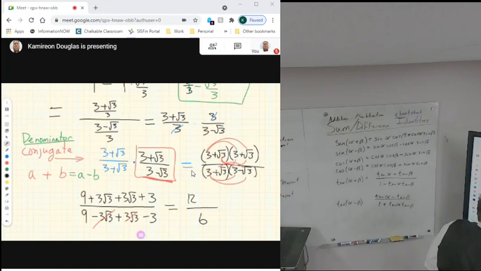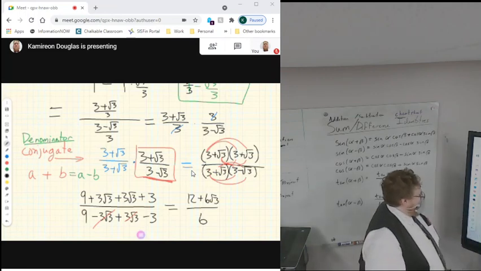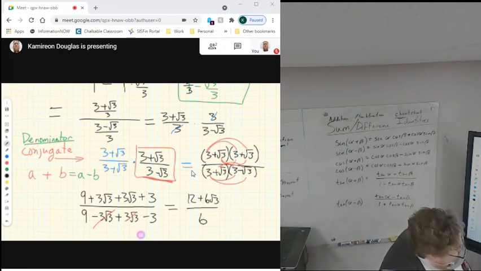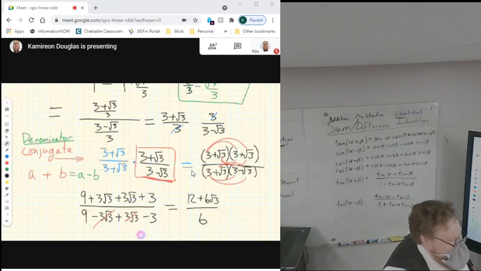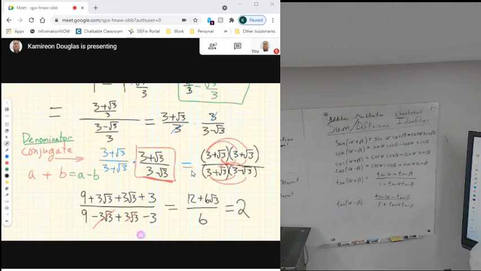And then that'd be 3 becomes 6 square root of 3. All right. But then the 12 and 6, the 6 goes into both of those. How many times will 6 go into 12? 2. And the 6 and the 6 cancel, but there's still a square root of 3.